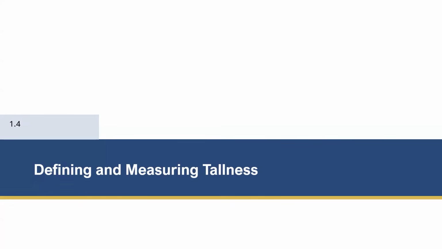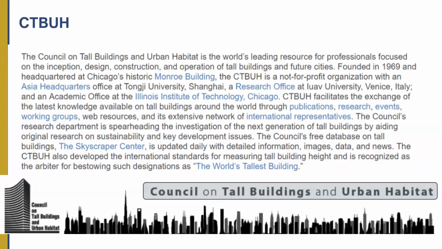Those rules are made by what is called CTBUH, the Council on Tall Buildings and Urban Habitat. They are the most prominent organization in the world related to tall buildings. It was started by structural engineers, but now it is run by architects. As you can imagine, structural engineering is no more there. They just took over everything.